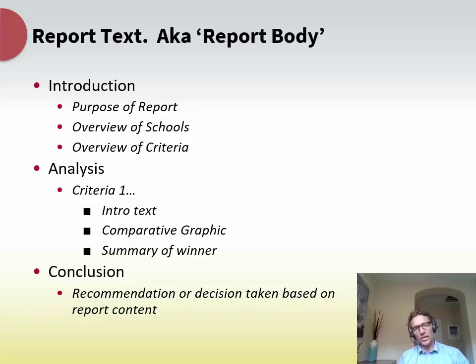That's your introductory section. And then on a fresh new page within your report, you start doing your analysis section. Criteria 1, little introductory text, the graphic comparing the schools, and a short paragraph wrapping up on who won and why. So boom, boom, boom. Going through your criteria points could be cost, accessibility, culture, credibility, or the quality of the school. Those could all be criteria points.